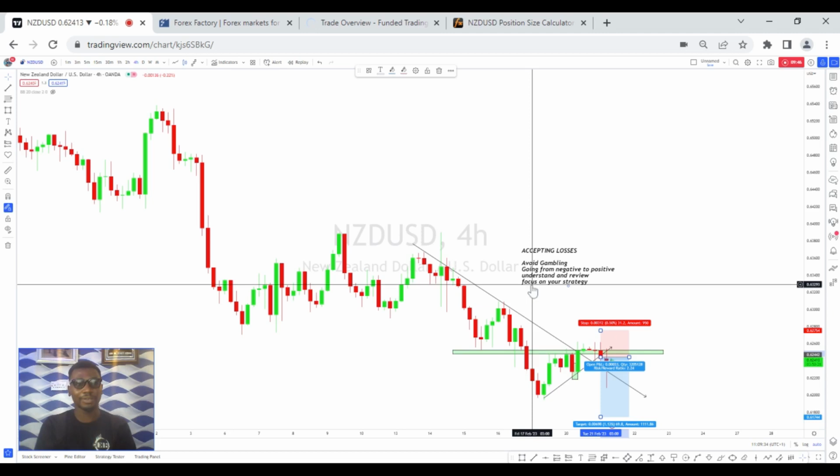Now, the most important thing is, one, accepting loss. We have already taken responsibility that we have lost this trade, we have accepted it wholeheartedly. Then we move to the next one, avoid the gambling. Now, if you're a day trader, you are not supposed to lose more than 1% of your account. If you lose 0.5, it is fine. Then leave the trade, go meet friends, enjoy yourself, leave the chart for a while.